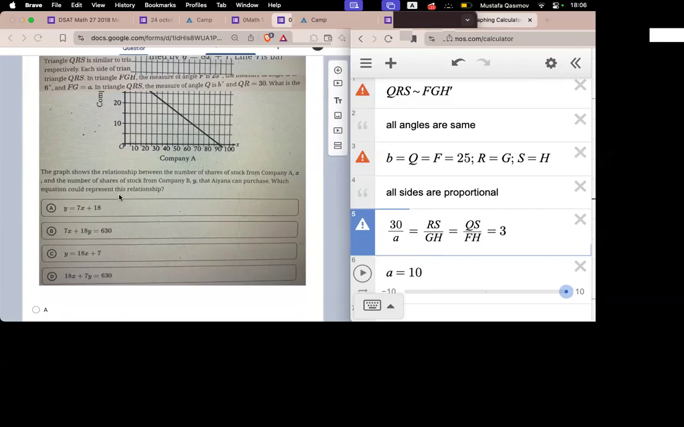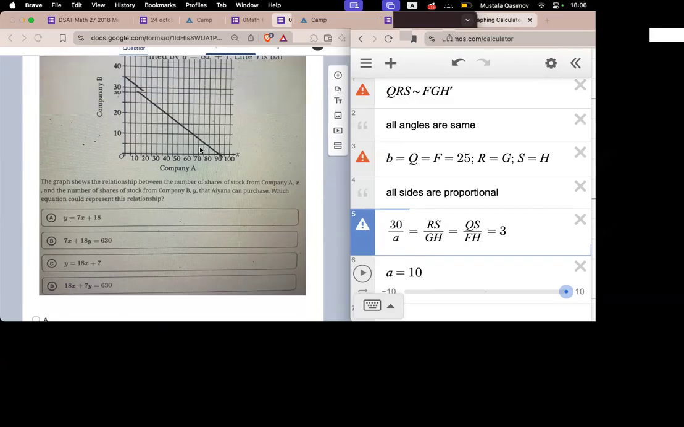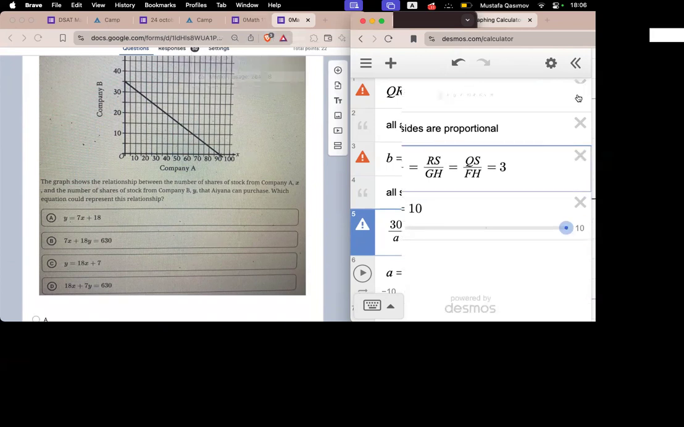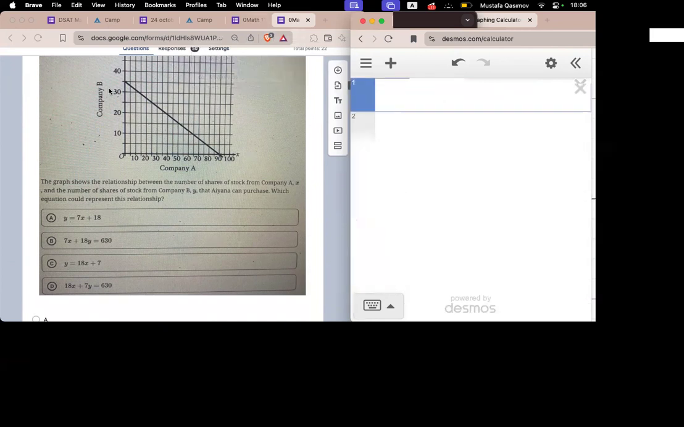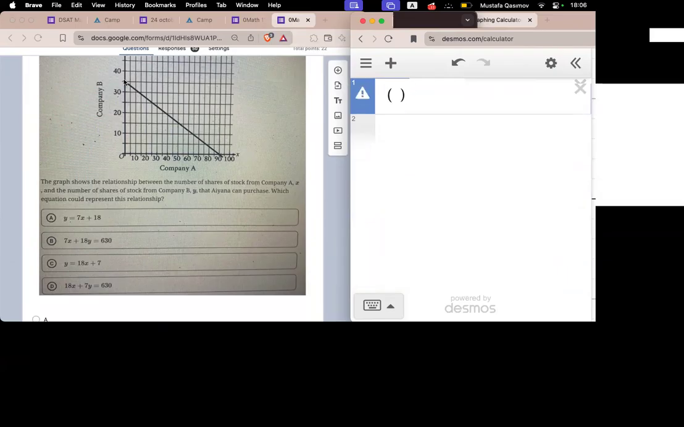Which equation could represent the relation? You can see that it is decreasing. For A and C, it is actually increasing, so it is not A and C. Then select one point from here. If you want, you can also select 2 points. Let's select that one. It is 0 and 35.